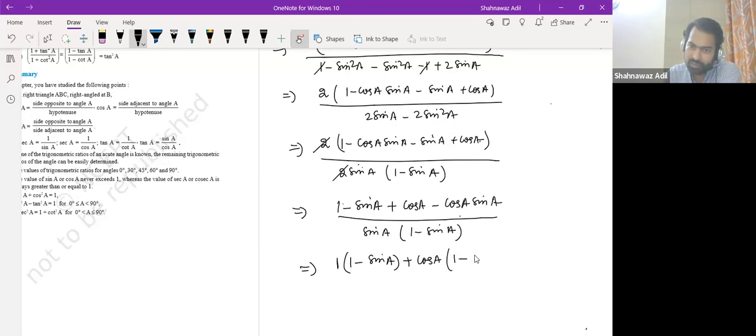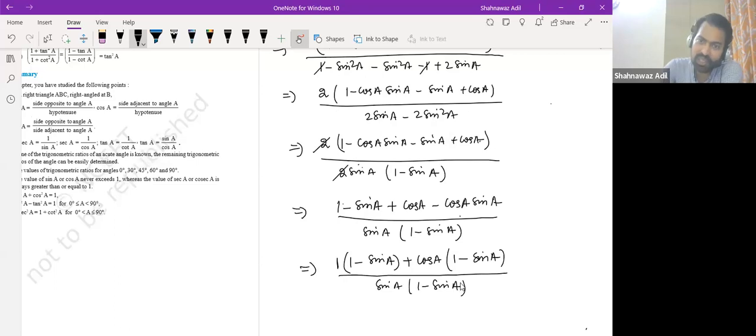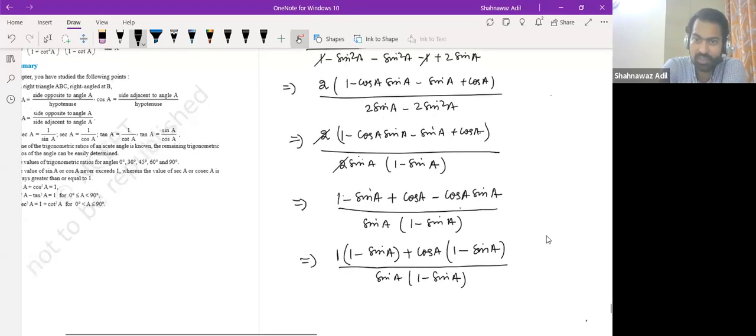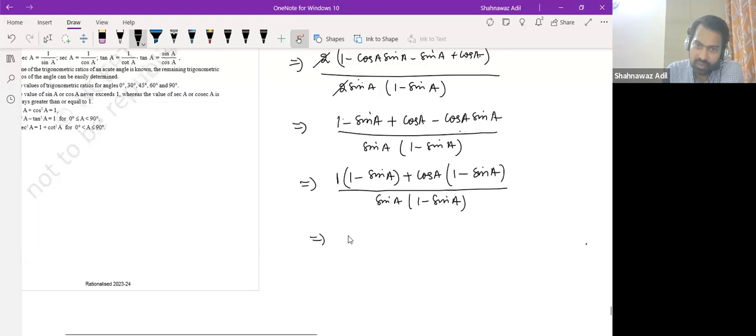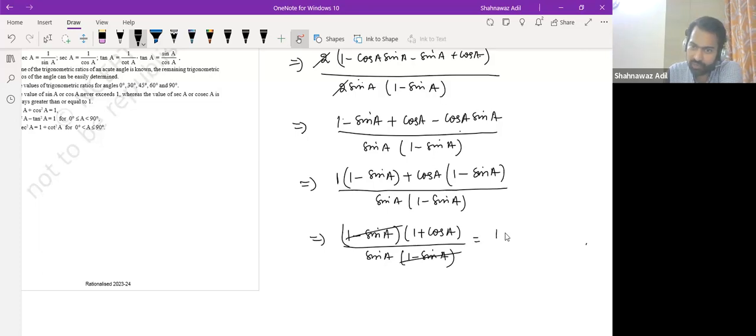1 minus sin A. Right. So this is what I wanted. One minus sin A. Right. So good. You were close. So now I can take it out as common as you wanted. Yes, sir. So 1 minus sin A is common, and then we have 1 plus cos A. And this 1 cancels out, and we have this one.